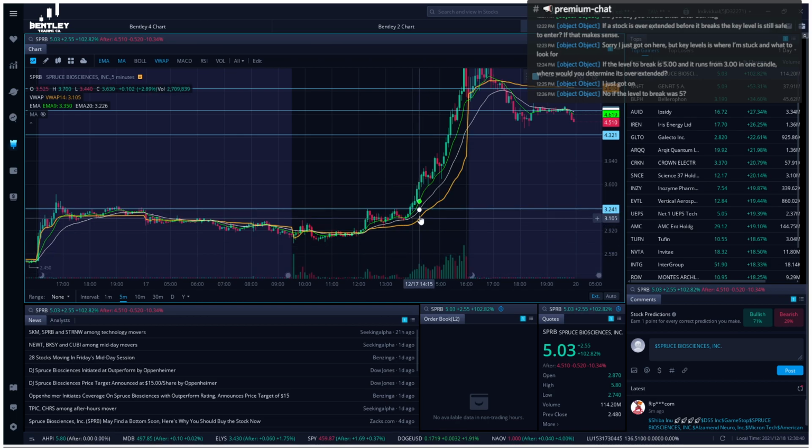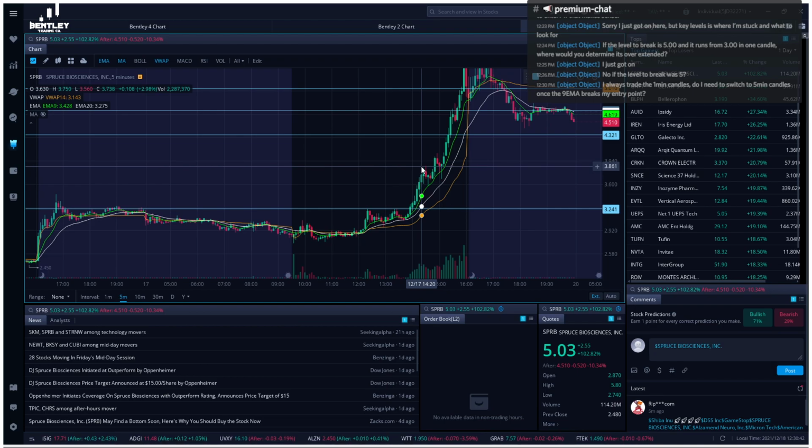So you're looking for that micro pullback, and then your entry is going to be an engulfing candle. So you would have entered this one right here when it broke this level, and you could have ridden it up right there to $3.86. You know, it could be a double top because that was the previous high. So you would take some profits right there, and then once it gets over that, you're going to let it ride that 9 EMA again.